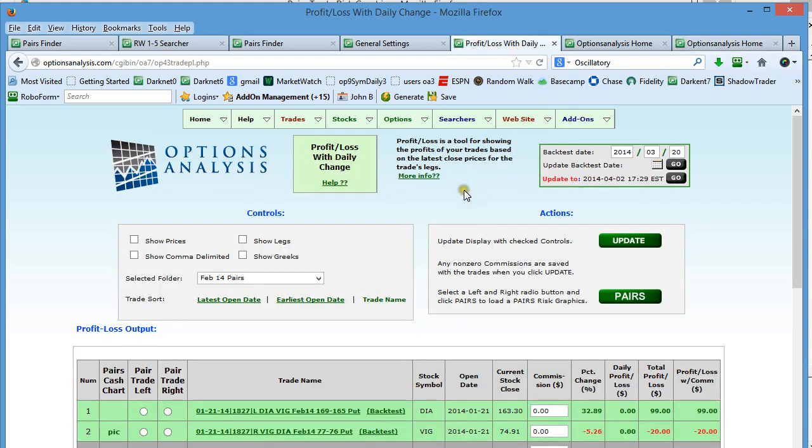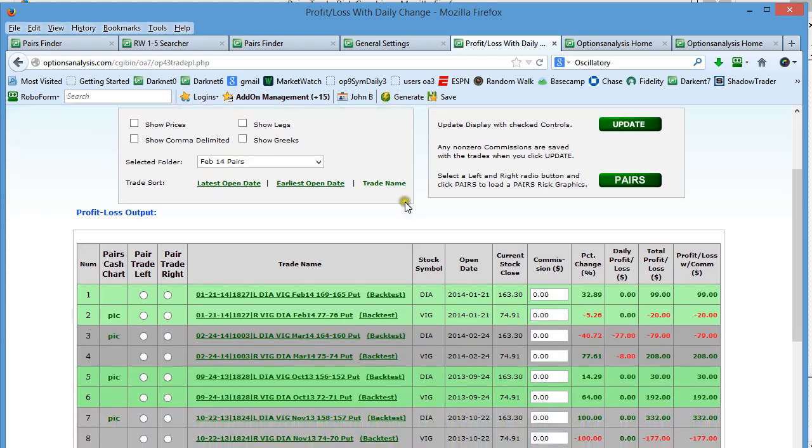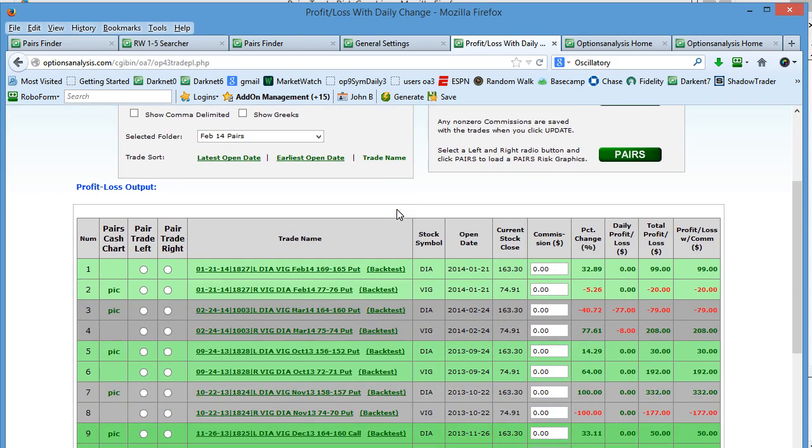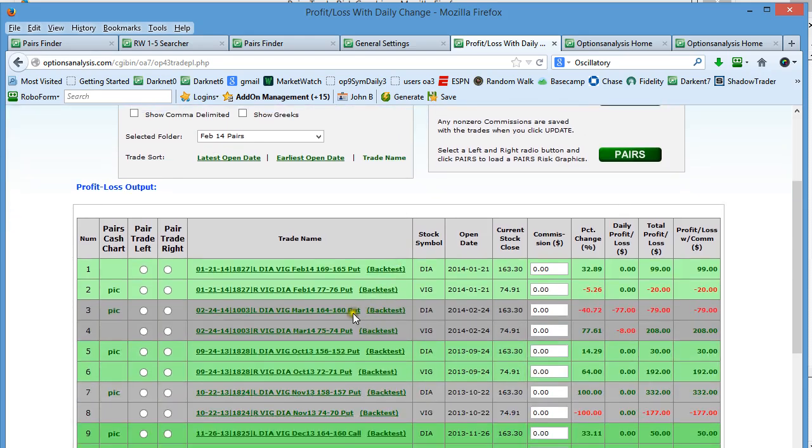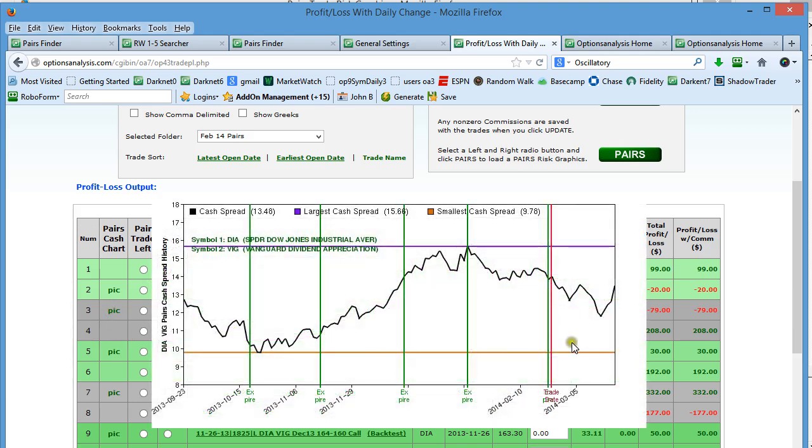When I click on the profits link, it will bring me to the profits page. It knows which saved trades have been saved as connected pairs, and it groups them together. So for example, the two trades that I recently saved are these March profit pairs shown here. Now I've moved the date forward to just before expiration of my March profit pairs. Looking at the line, if I'd like to see what happened in my cash spread formula, I click on this pick chart, and there it is.